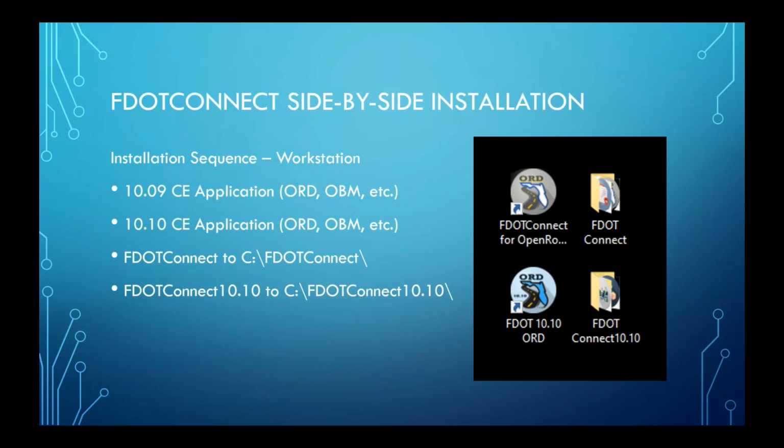If you read the installation guide, even if you're looking at the 1009 installation guide, it does step you through that additional step during the installation of OpenRoads, OpenBridge, or MicroStation to set that custom configuration location. That works the same way in 1009 and 1010 during that installation.